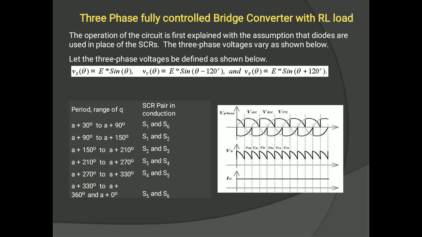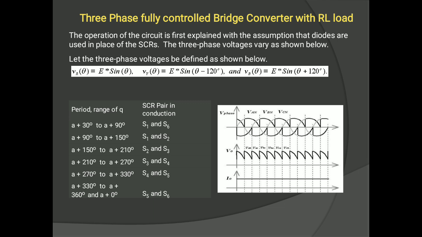Now the operation of the circuit is first explained with the assumption of diodes in place of thyristors. Here, the three-phase voltages can be defined: VR equals E sin theta, VY equals E sin (theta minus 120 degrees), and VB equals E sin (theta plus 120 degrees). Also in the table, the period, range of theta and thyristor pair in conduction are given.